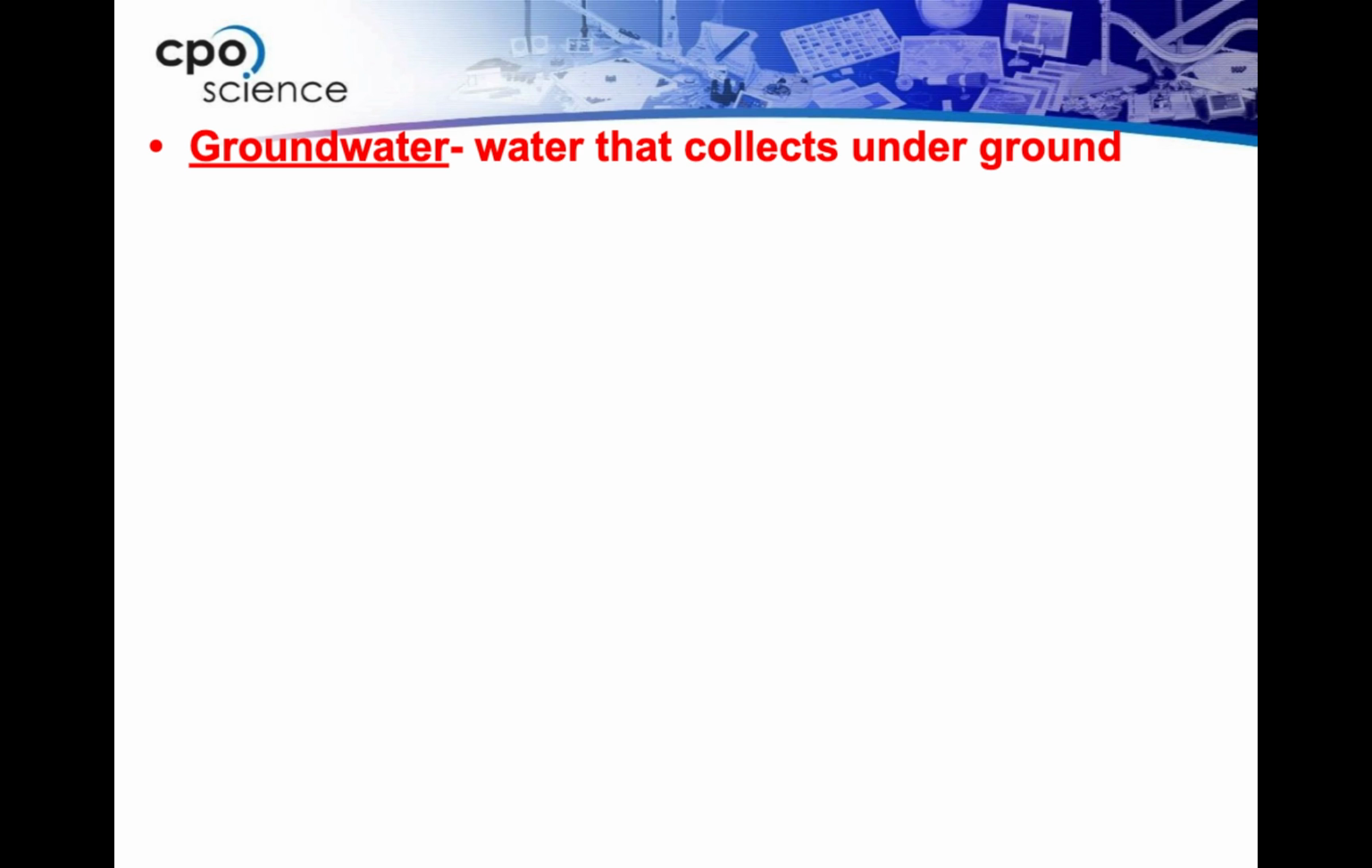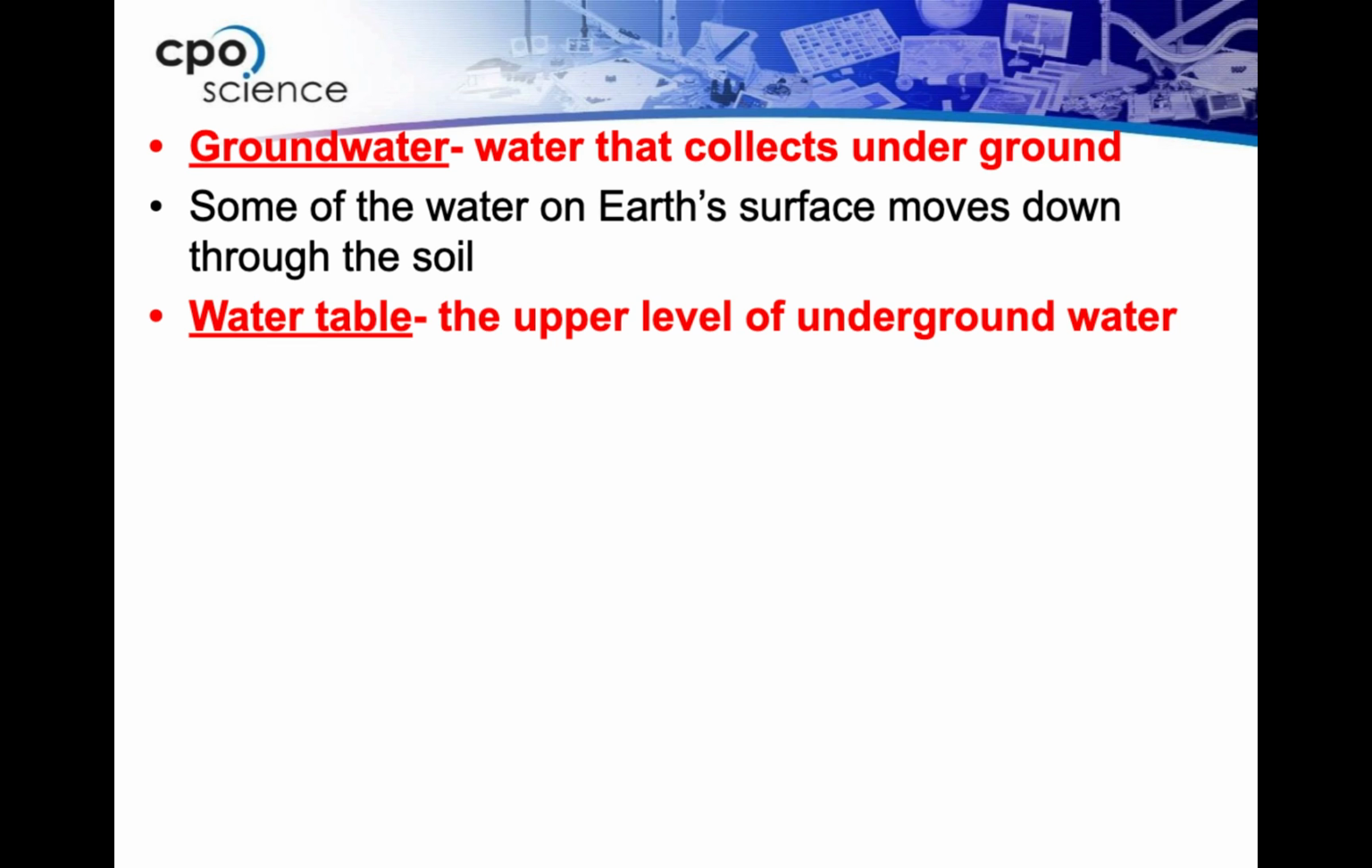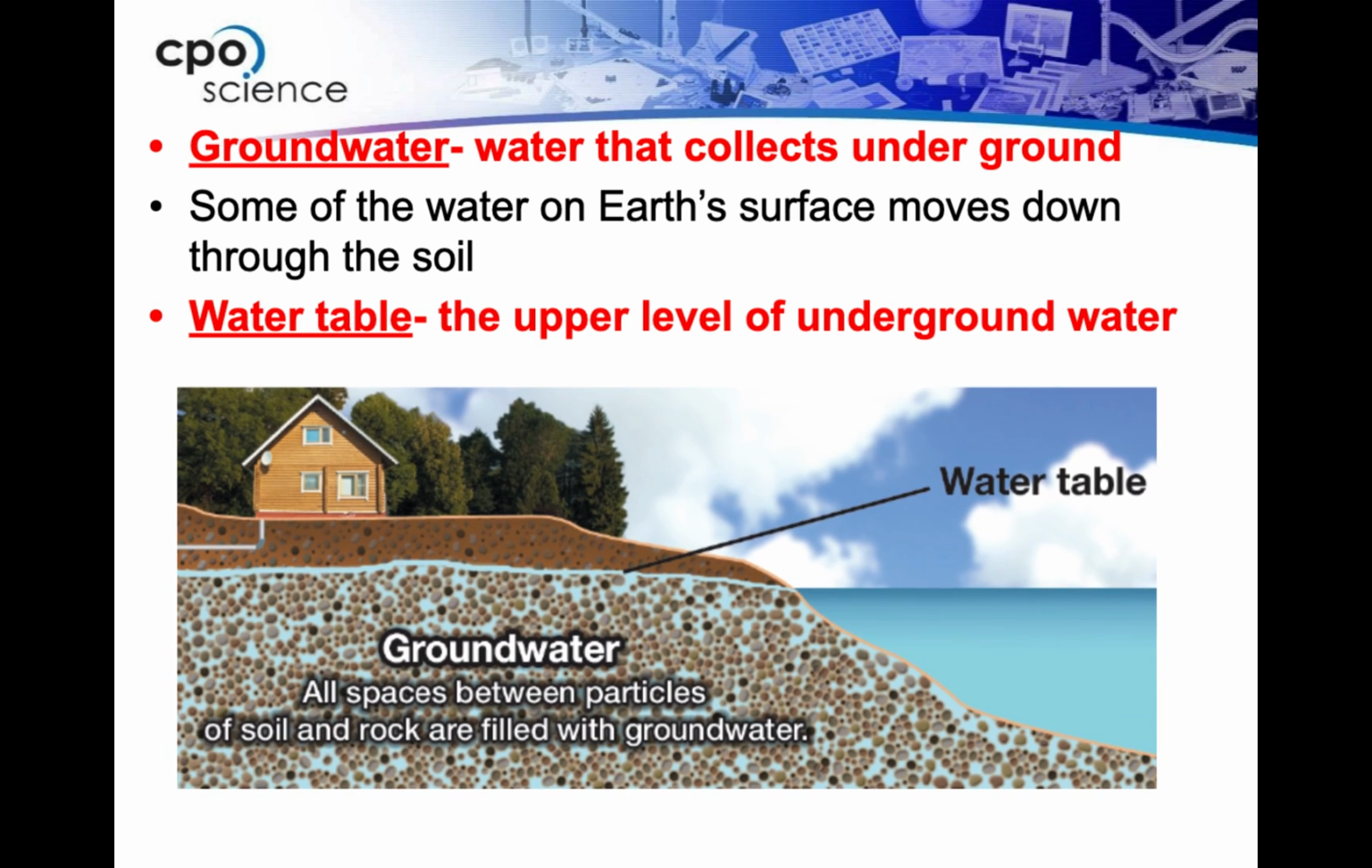Water will actually also collect underground, and that is what we call groundwater. So when you think of water landing on Earth's surface, it can also seep down into the ground, and that is called groundwater. Some of the water on Earth's surface moves down through the soil. Think of it kind of like seeping down into the soil. The upper level where we find that is called the water table. So the water table is the upper level of groundwater, and it's different depending upon where you are and what your location is. For example, where I live, the water table is actually quite low.